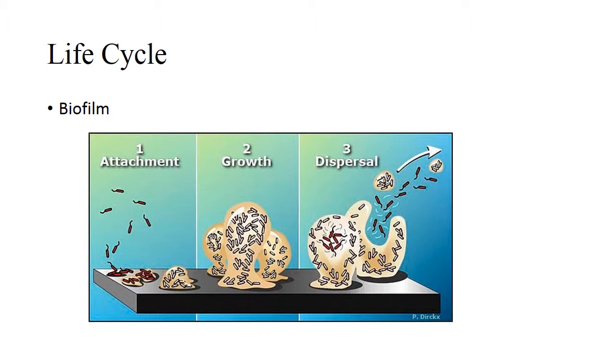Now looking at this picture, we have the way the biofilm grows. The first stage is the attachment. It attaches itself to the host or organism. Then it grows. Then it disperses actively.